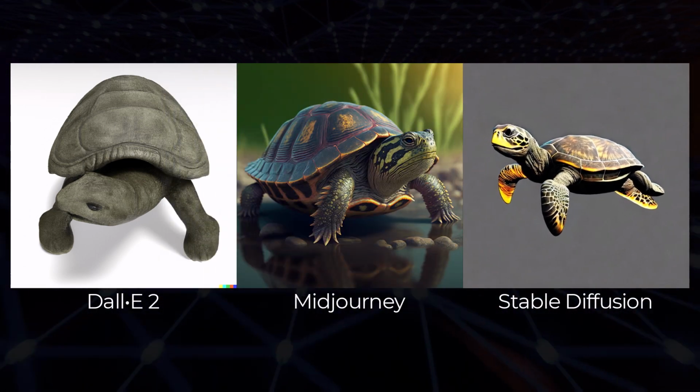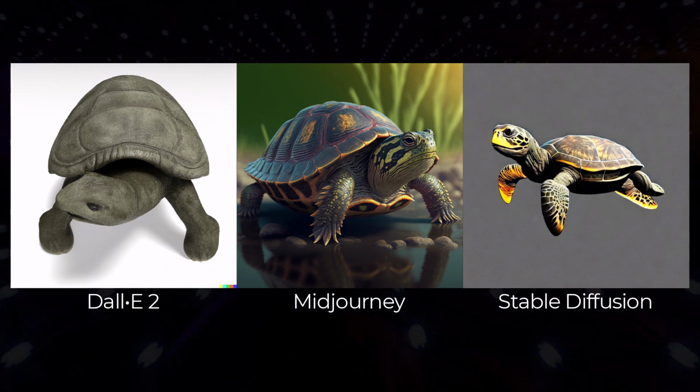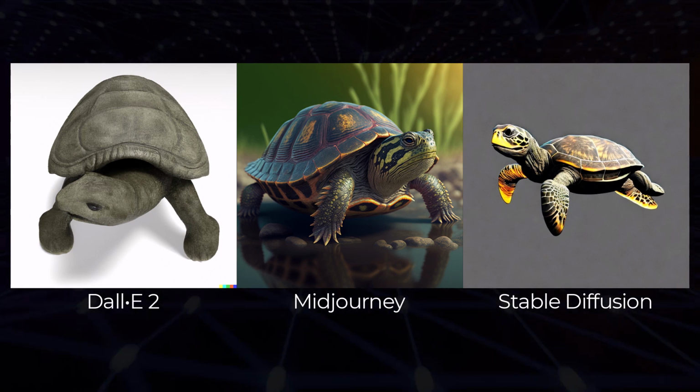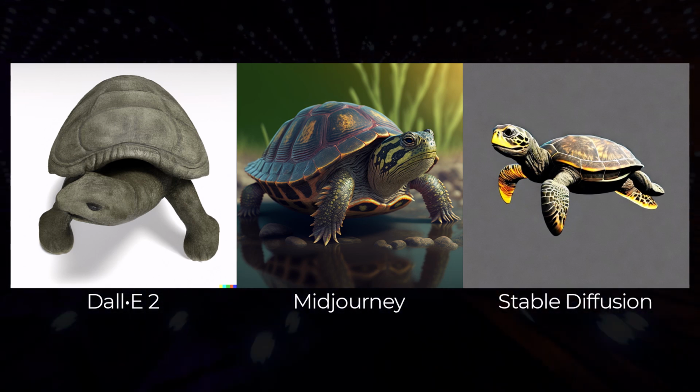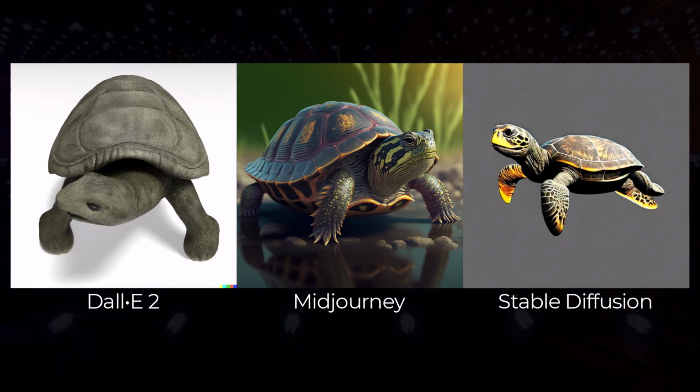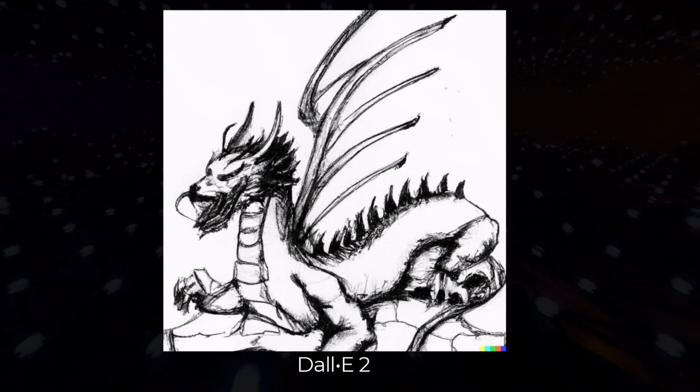But once again, it does depend on what you're looking for. Probably easier to cut out the Dall E 2 or the Stable Diffusion turtles if you had to put them into something. But once again, Midjourney just makes the entire scene look more impressive for those three. But now we're going to move on to an ink sketch of a dragon.